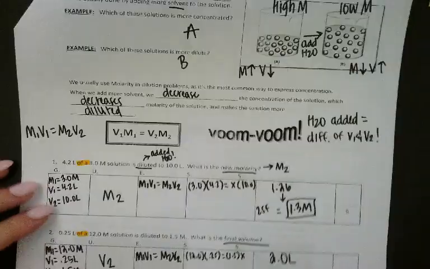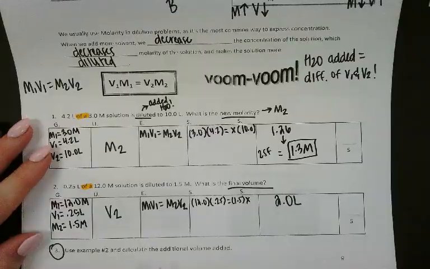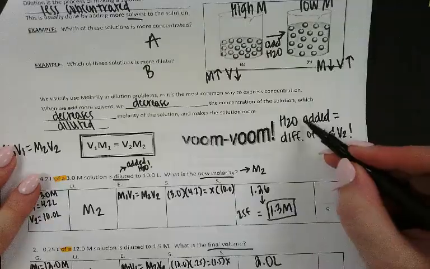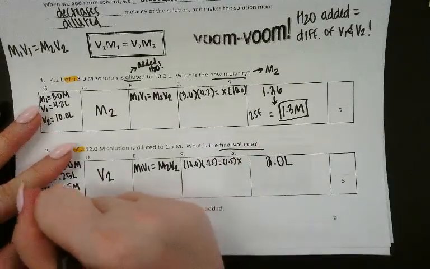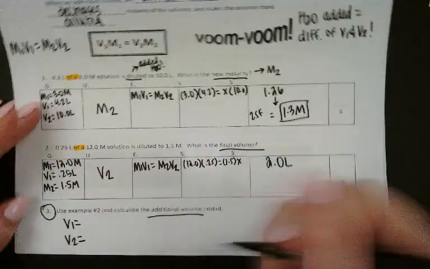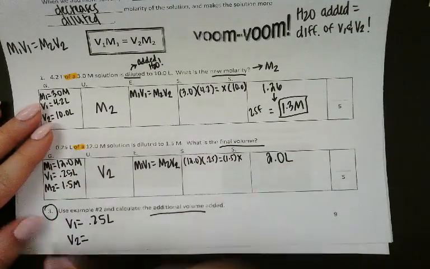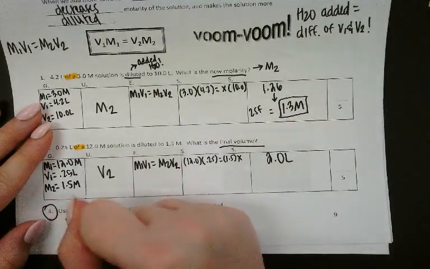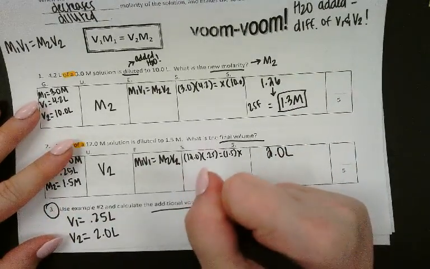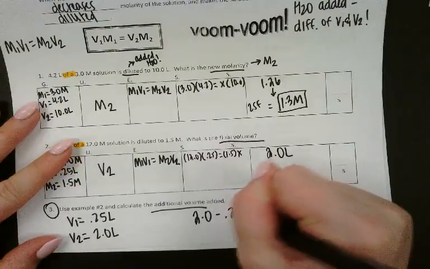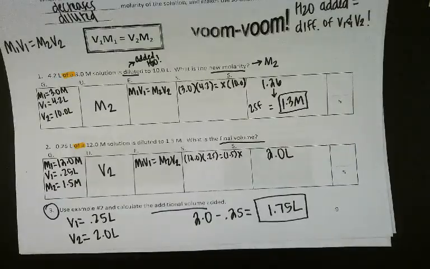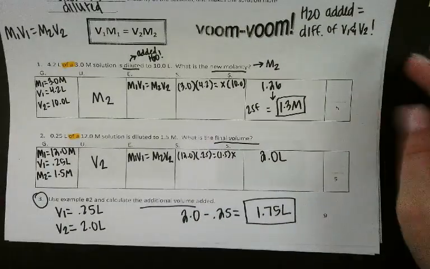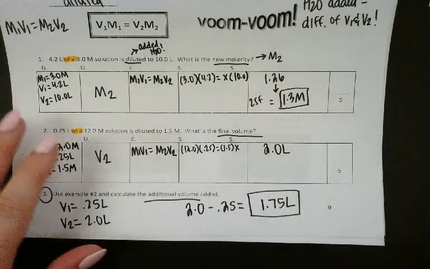Now, it says use example 2 to calculate the additional volume added. So the additional volume right here, H2O added. It tells you to take the difference of V1 and V2. So my V1 was 0.25 liters. My V2, which was right here, 2.0 liters. So when I take 2.0 minus 0.25, I get 1.75 liters. Okay? And that is solubility curves, molarity, and dilutions.